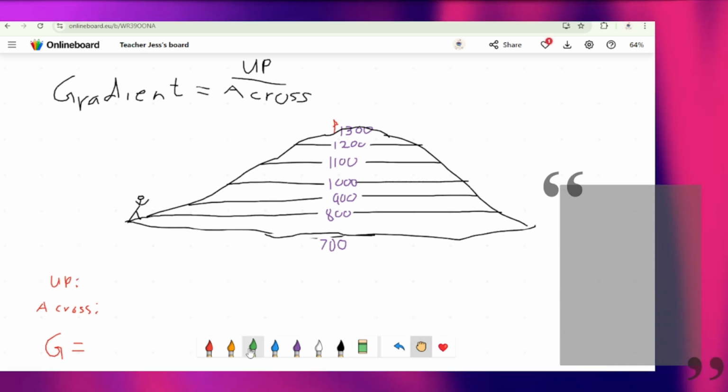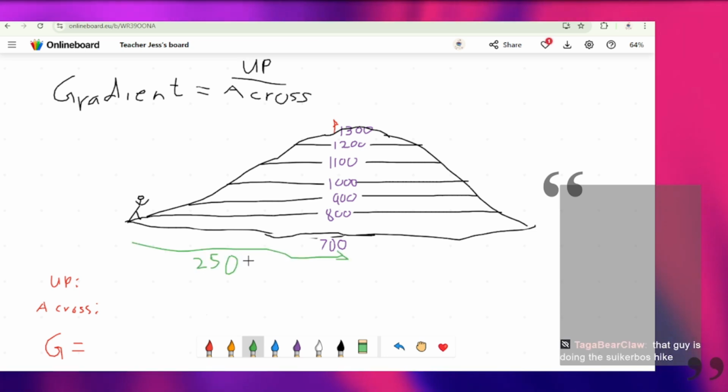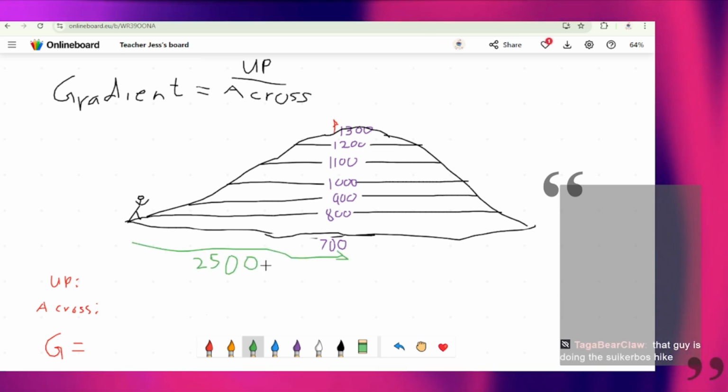How far across do you think he walks? 2,500? I'm completely making up these numbers. I don't think it's like remotely realistic. So let's start with up.